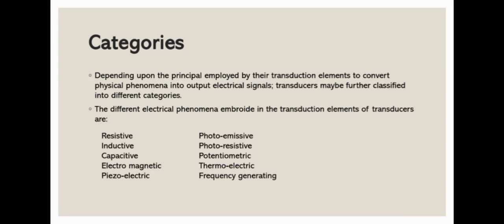The transducers may be further classified into different categories depending upon the principle employed by their transduction elements to convert physical phenomena into output electrical signals. The different electrical phenomena employed in the transduction elements of the transducers are as follows: resistive, inductive, capacitive, electromagnetic, piezoelectric, photoemissive, photoresistive, potentiometric, thermoelectric and frequency generating.